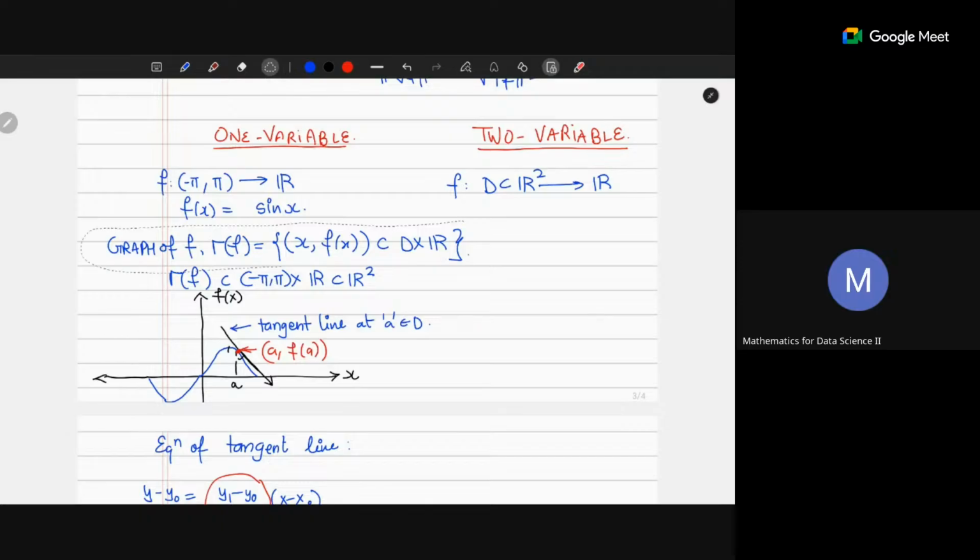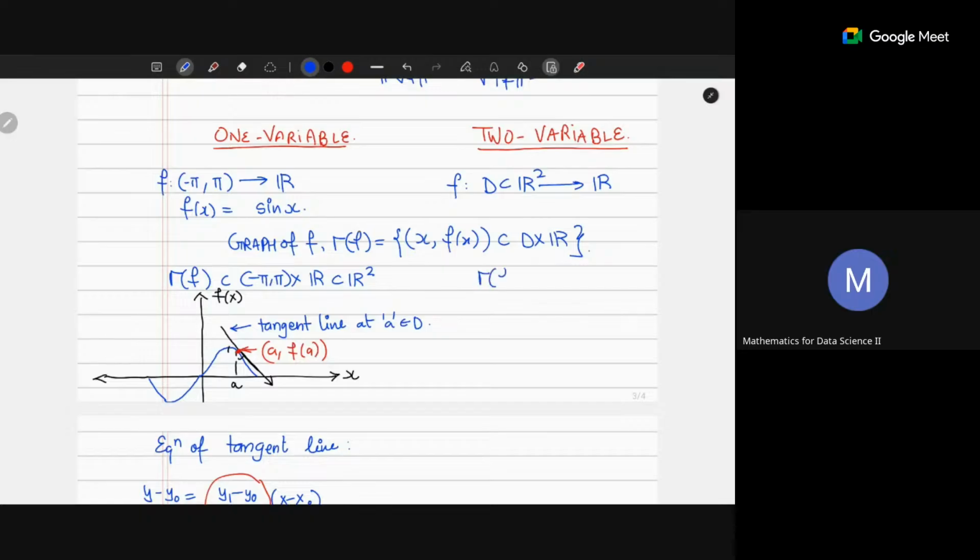So let me put it in the center. So the graph of the function remains as it is. And now, in my case, the graph is a subset of D cross R, which is a subset of R2 cross R, or in other words, R3.